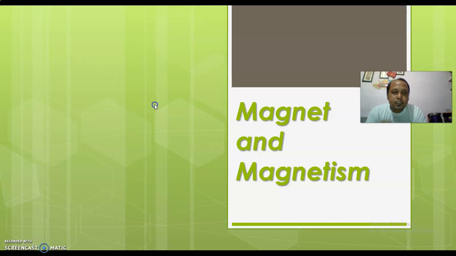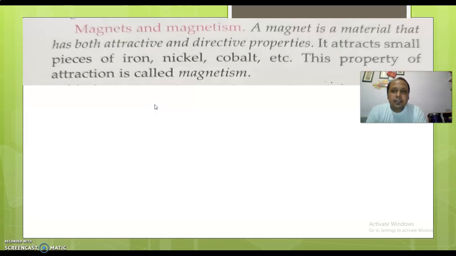So let us first discuss the definition of a magnet. A magnet is a material that has both attractive and directive properties. By attractive property we mean that when we take a magnet and bring some magnetic material near it, all the magnetic materials will be attracted towards the magnet. Whether it is the north pole or the south pole of the magnet doesn't decide whether it will be attracted or repelled. It is always attracted.